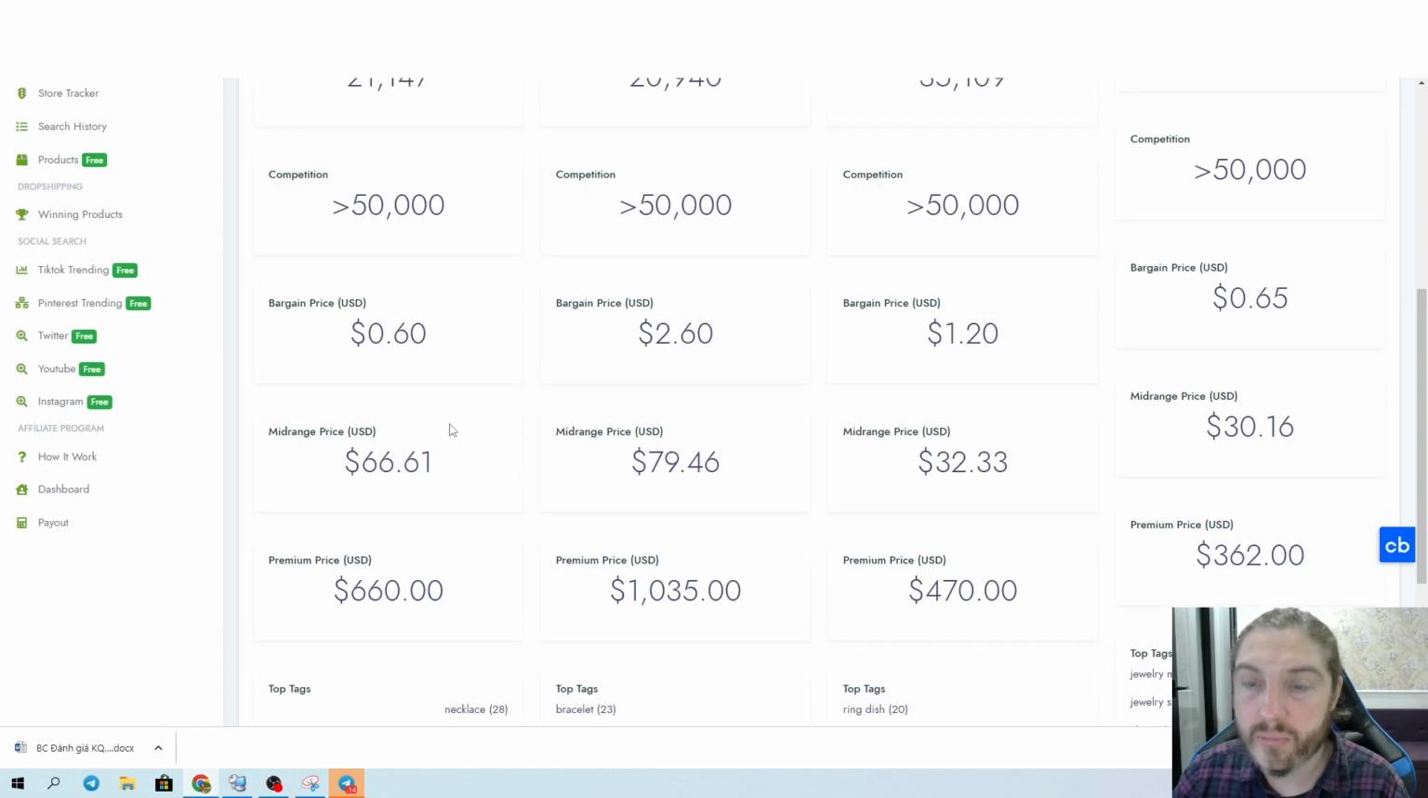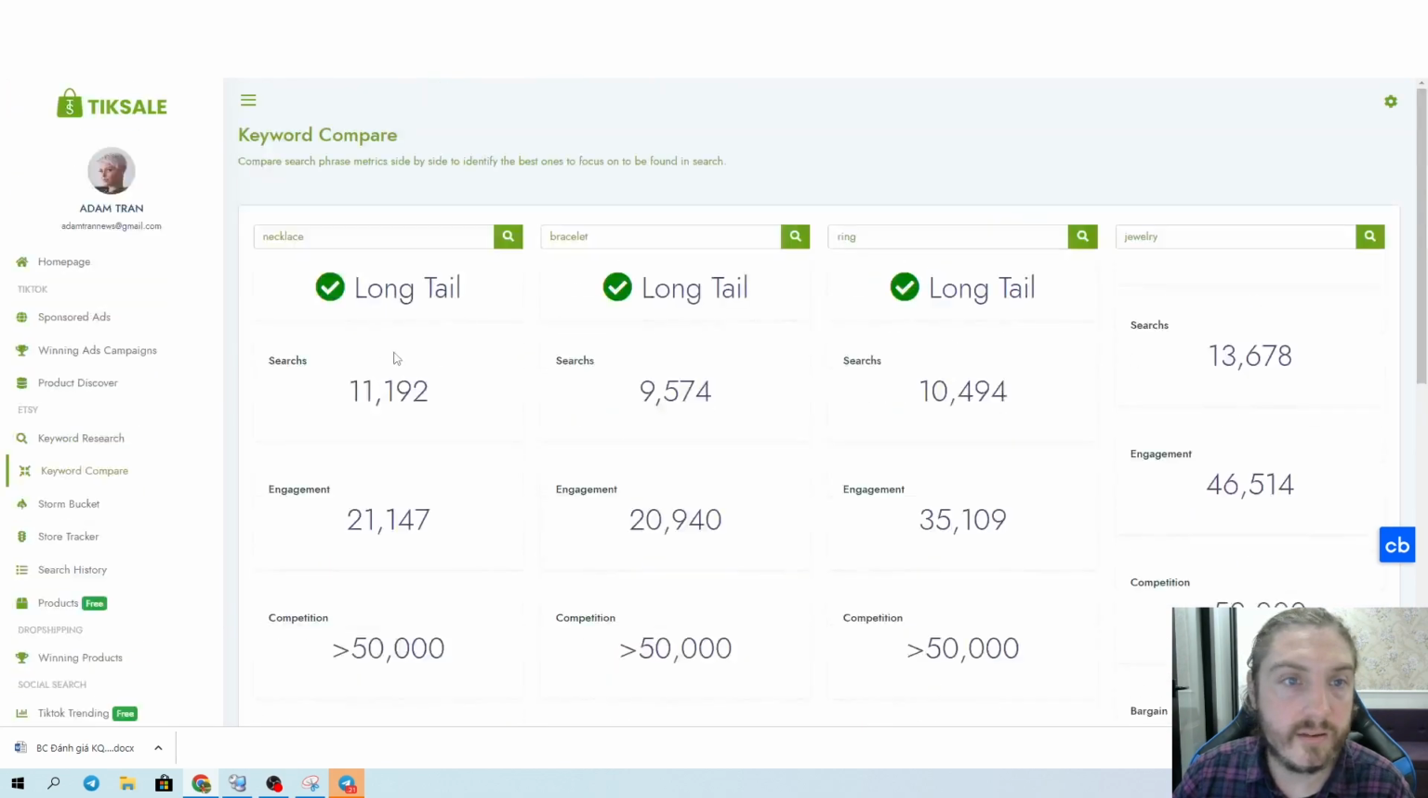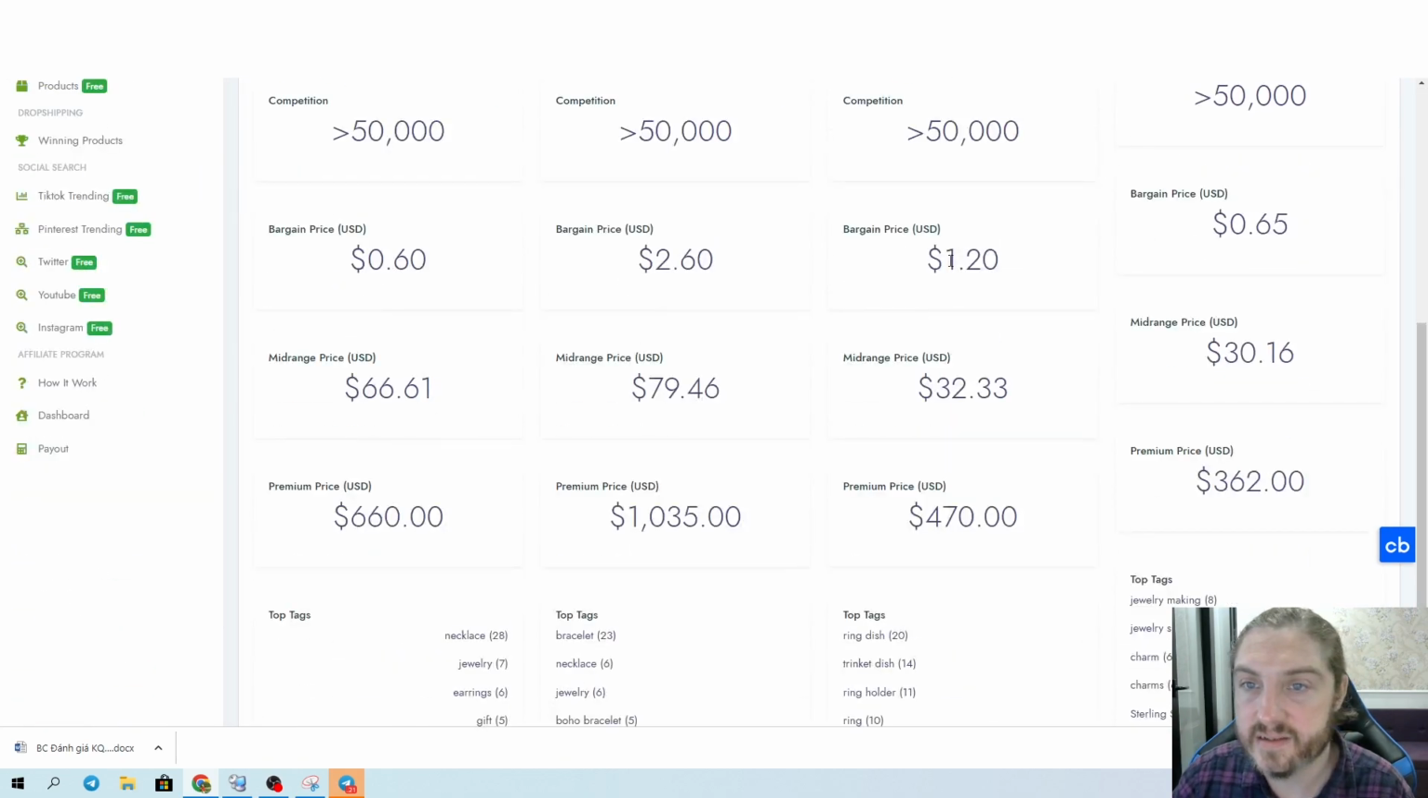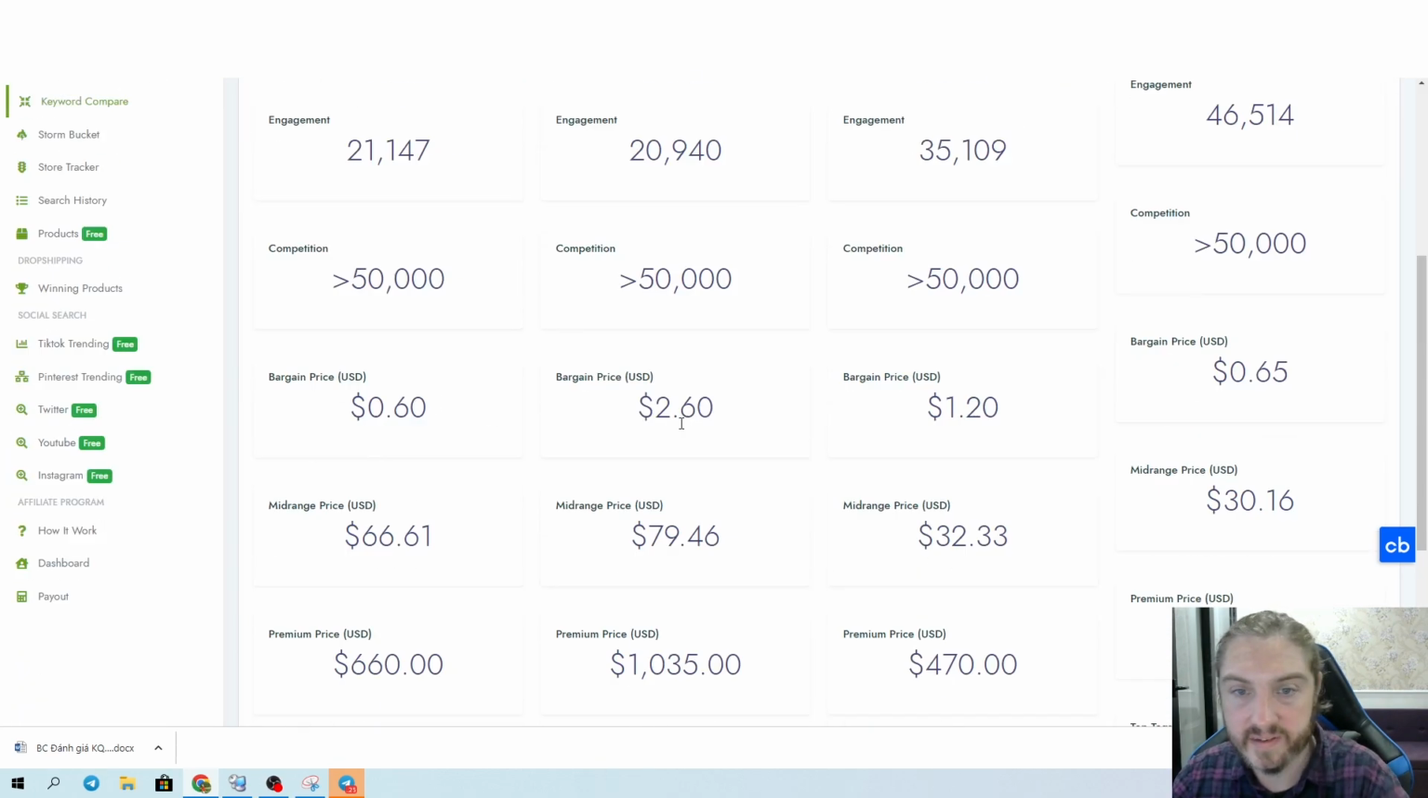Next we have prices. So here we can see the three prices again. We have the bargain price, or the lowest price, for each one. So we can see that the bracelets here have the highest bargain price of $2.60. The necklace has 60 cents. The ring has $1, and the bargain price for jewelry is $1.65, which makes sense with the necklace over on this side.